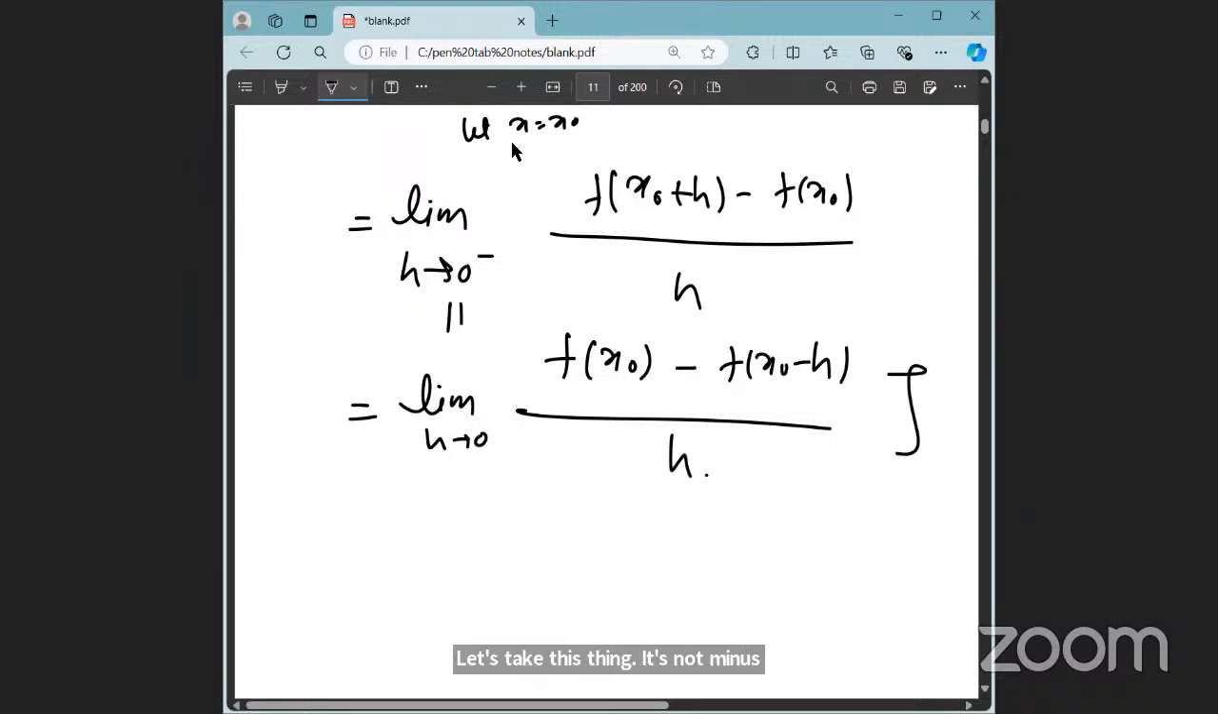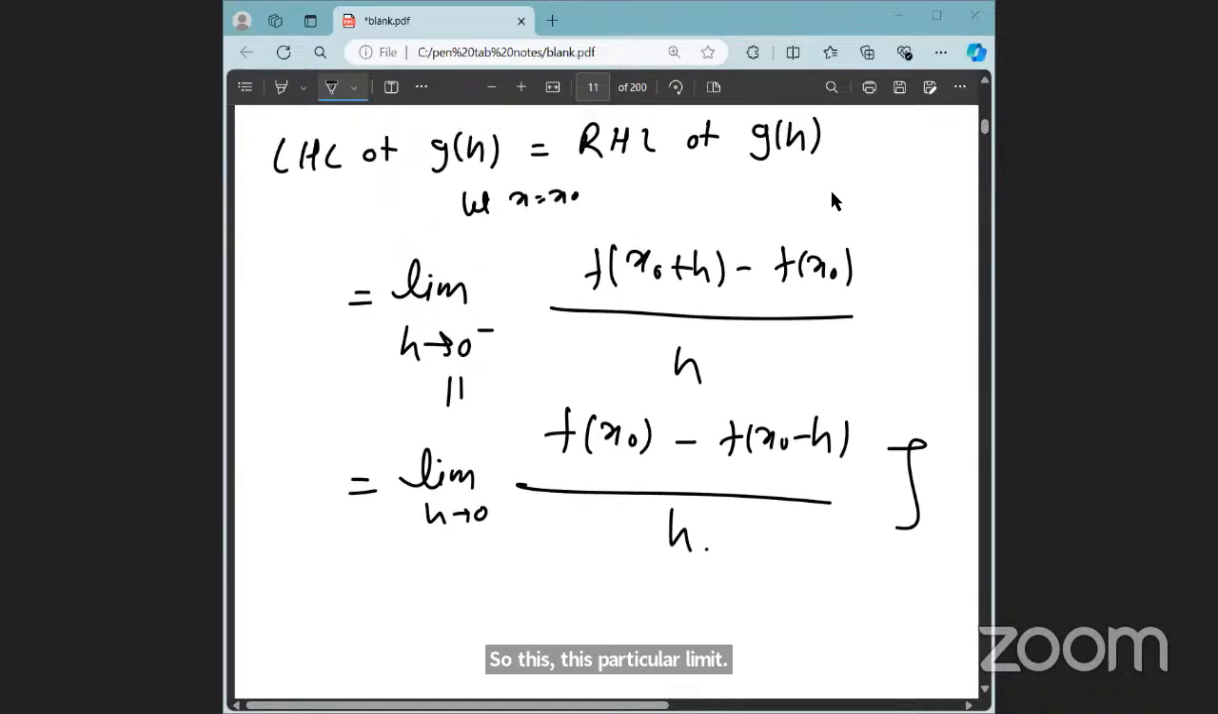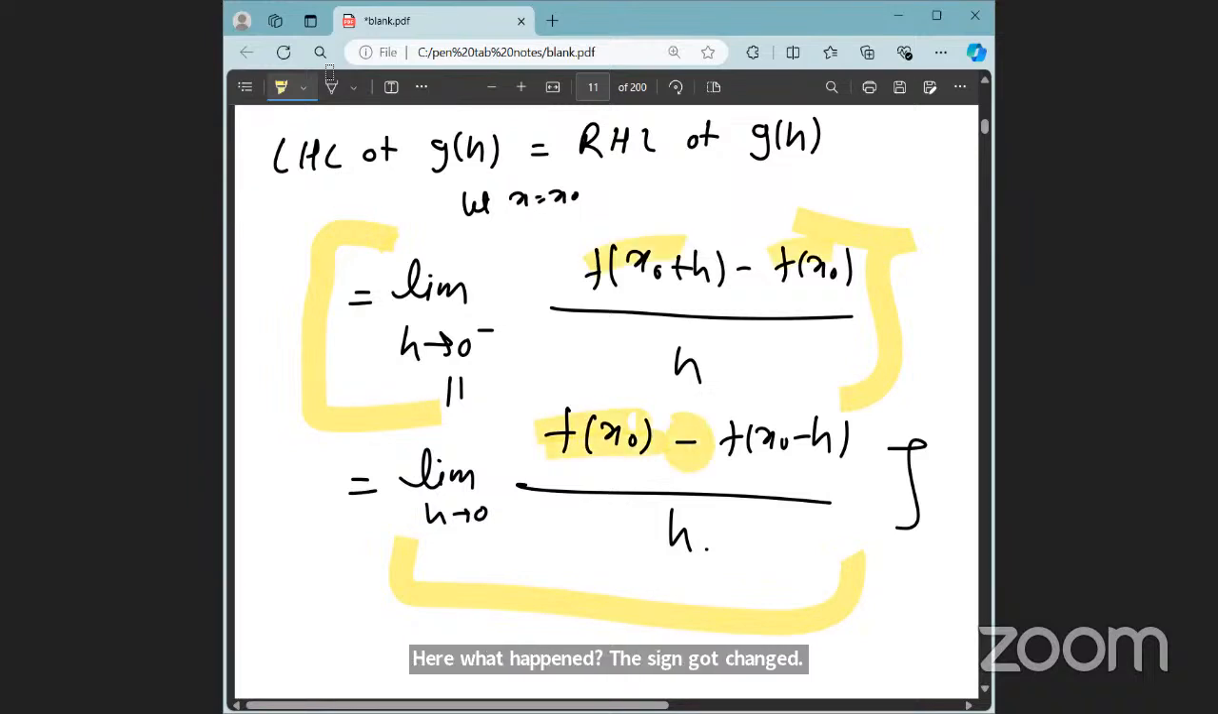Actually, there is a geometrical explanation for that, so we'll come back to that later. So this particular limit: this is the left-hand limit, right? This is the general left-hand limit we wrote for any function. So this general left-hand limit actually equals this limit. Here, the sign got changed. I mean, f of x naught will be there, and minus f of x naught minus h, in place of f of x naught plus h, this minus sign will be placed.